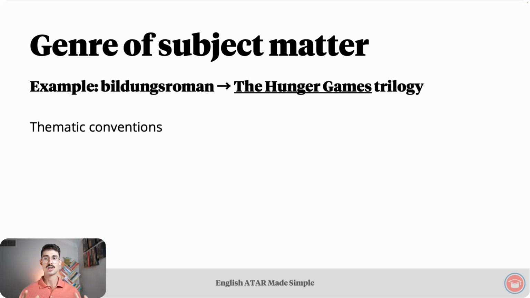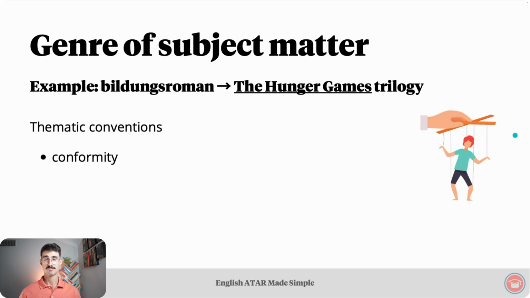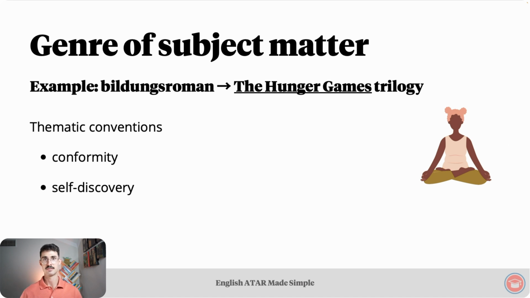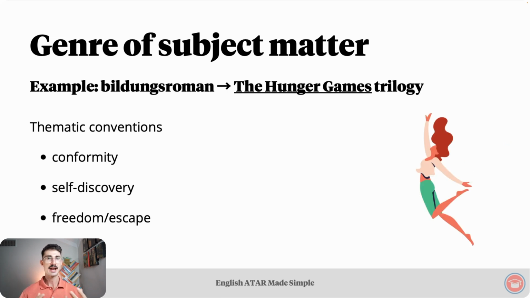Last but not least, what themes are typically found in Bildungsroman texts? Conformity. One of the obvious harsh rules is that the districts must offer up 2 tributes for each year's Hunger Games. Another theme, self-discovery. In the Hunger Games, in a paradoxical way, Katniss's journey of self-discovery centers on the fact that she can bring about change by maintaining her sense of identity and integrity. Freedom/escape. Katniss's mission is to free herself and all the districts from the tyranny of the Capitol.